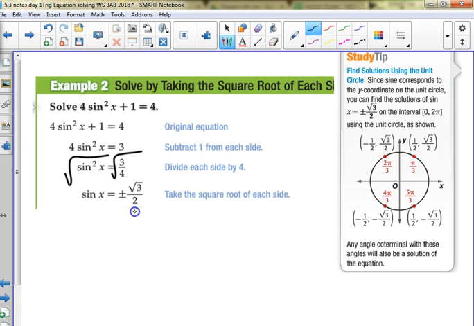All right. Where are the 4 places that the sine is either positive square root of 3 over 2 or negative square root of 3 over 2? Everywhere in the y spot. Yeah. Pi over 3, 2 pi over 3, 4 pi over 3, and 5 pi over 3.